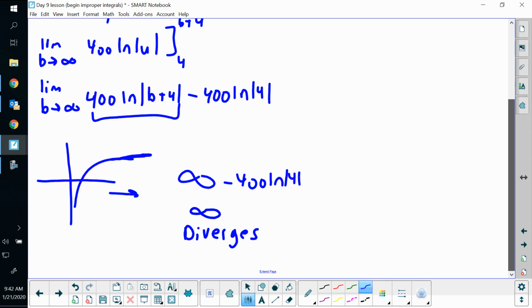So essentially, if this was our velocity function, our distance traveled is not going to approach some value. It's going to keep going, essentially. Okay, so we saw two different cases here: a case where it does converge to a finite value, and a case where it does not, so we would say it diverges.